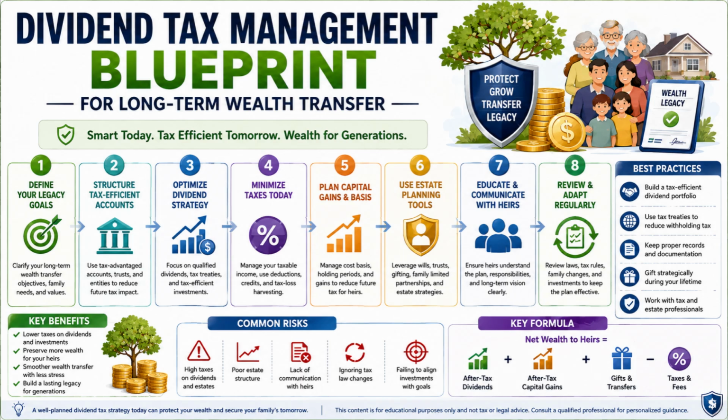Next, use estate planning tools when appropriate. Wills, trusts, lifetime gifts, family limited partnerships, beneficiary designations, and other estate strategies may help organize how wealth is passed on. These tools should be chosen carefully because the right structure can protect assets, reduce confusion, and support long-term family goals.